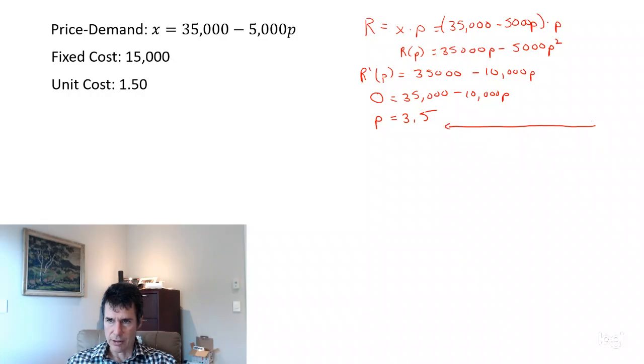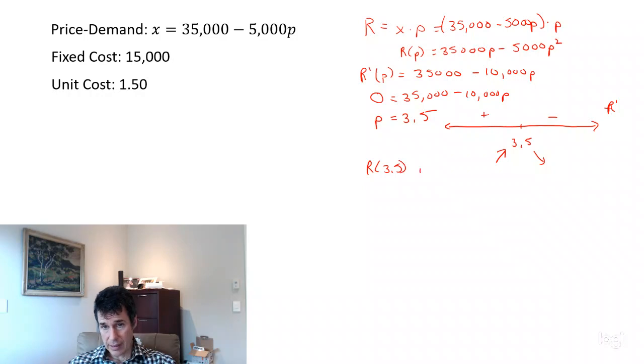I will draw my sign chart for the first derivative. This should be the first derivative of revenue. P is 3.5. And we ask ourselves, is the first derivative positive or negative to the left of 3.5? Well, if we put in a big negative number, this term's going to dominate, and we have a minus sign there and a minus sign on the negative number, so we're going to have positive. And if we put a big positive number in, this term still dominates and we're going to have negative. So this function, the revenue function, is increasing as the price goes to 3.5 and then decreasing once the price is above 3.5, which means that R of 3.5 is a local maximum.